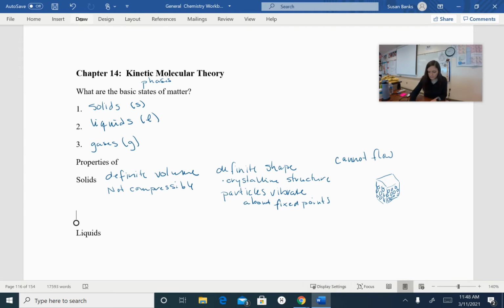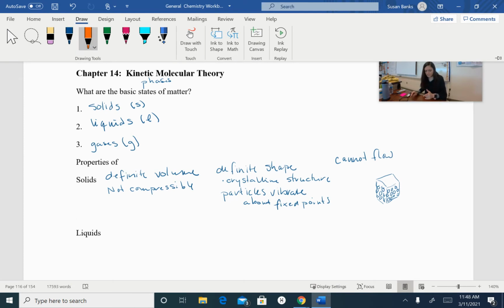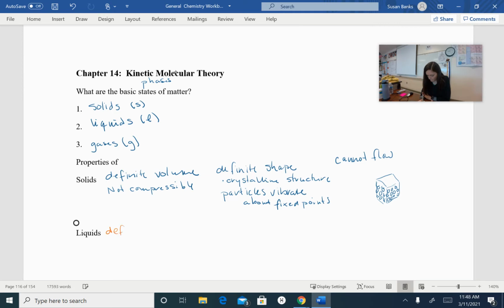Okay, liquids. They're a little bit different. They do have definite volume. Just like solids, they definitely have definite volume. Like if I have this liquid in my water bottle, I can definitely measure the volume. But if you notice here in this liquid, I can change the shape. Depending on where I move this water bottle, the bubble moves around in it. Okay? So there is no definite shape.